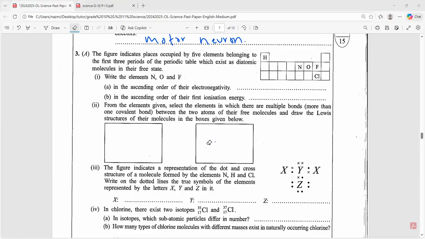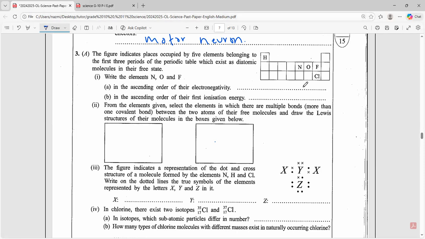Third structure, the figure indicates the places occupied by 5 elements belonging to the first 3 periods of the periodic table. So nitrogen, oxygen, fluorine, you should write in the ascending order of their electronegativity. So who is higher? You have to write small to big, no? Who is the smallest electronegativity? Ascending, small to big. So first nitrogen, then oxygen, then fluorine.